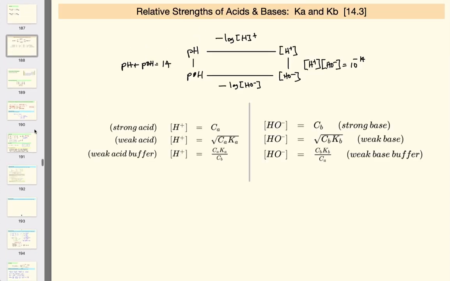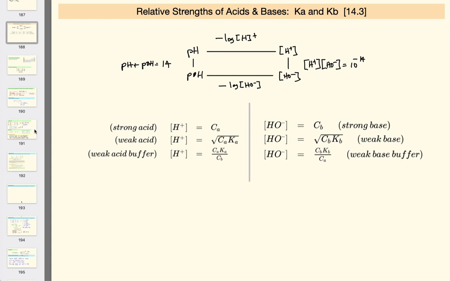Right, let's now move to, in the textbook, section 14.3, relative strengths of acids and bases. As a reminder, this is the cube, if you will, that you're supposed to be able to work around with great ease. pH to pOH to OH minus to H plus. Those conversions should be standard fare for you.